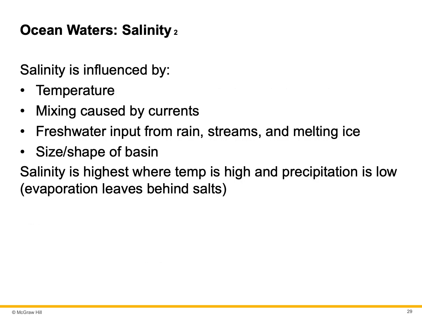Salinity is influenced by temperature, mixing caused by currents, freshwater input from rain, streams, and melting ice, and the size and shape of the basin. Salinity is highest where temperature is high and the precipitation is low, because evaporation leaves behind the salt. If you have salt water, the only thing that can evaporate from that water is the H2O. It has to leave the salt.